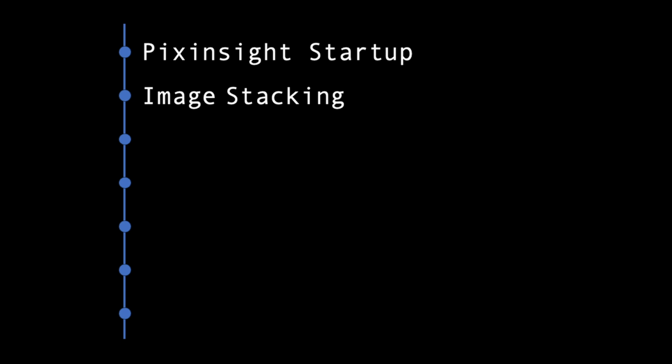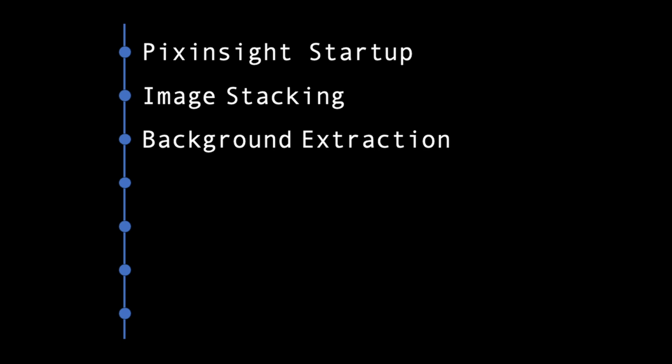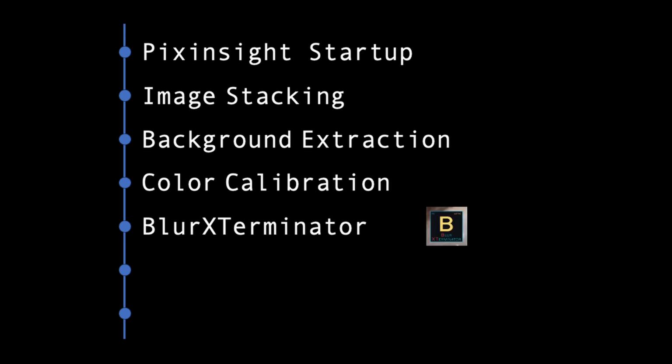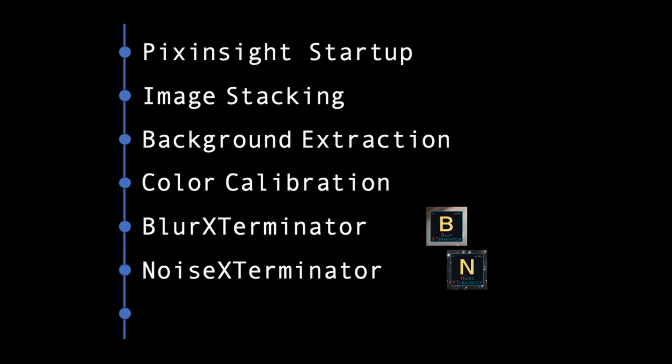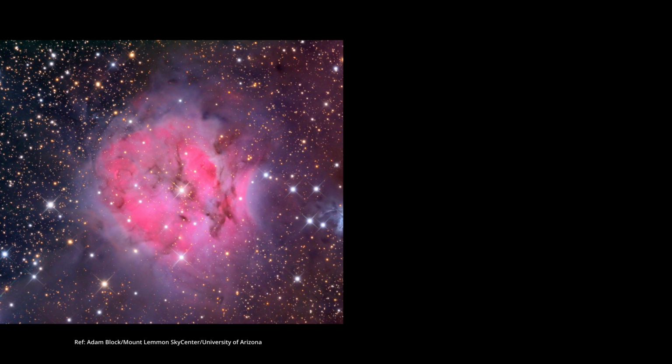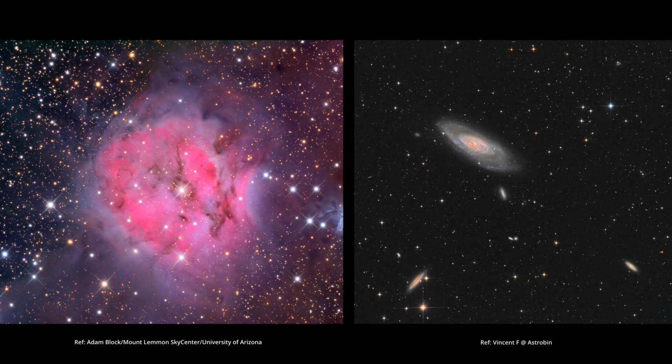Pixinsight startup, image stacking, background extraction, color calibration, two paid and most used Pixinsight plugins, BlurXTerminator and NoiseXTerminator, and a free and widespread Pixinsight plugin to remove stars from your Astro image, StarNet 2. And what better image to use as a reference than the beautiful Cocoon Nebula and the Messier 106 galaxy region.